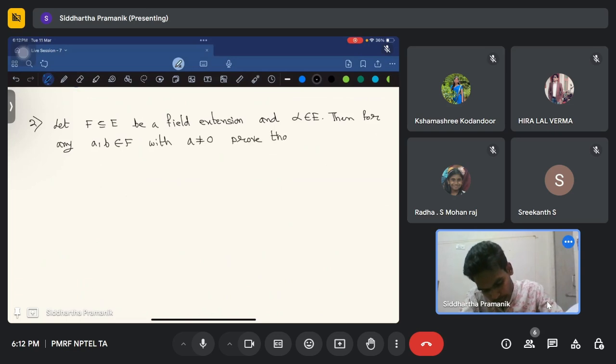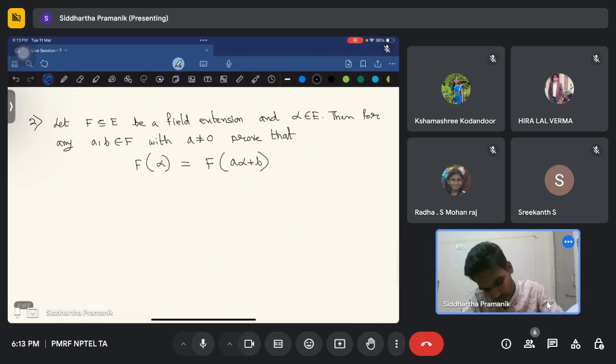prove that F(A alpha plus B) equals F(alpha). So if you take the field F and you attach alpha, this is the same as the field F with A alpha plus B attached. So you have to prove this. Here A and B both are elements of F.